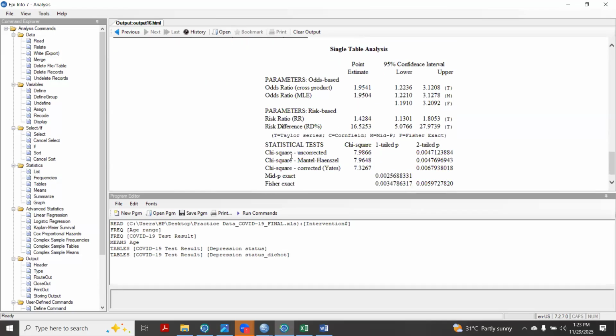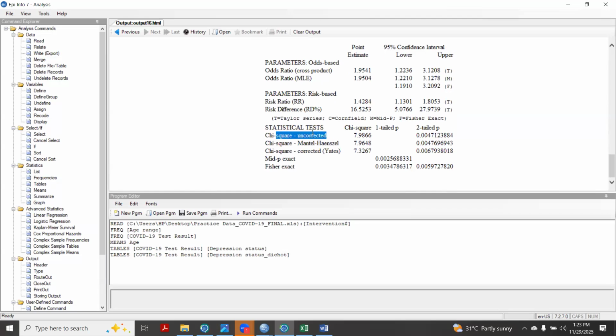Like I mentioned, we have three chi-squares here. Chi-square uncorrected, chi-square Mantel-Haenszel, and chi-square Yates corrected. Epi Info gives you three different chi-squares and three different two-tailed p-values. But SPSS only gives you one, which is the Pearson's chi-square. Now, the value for the chi-square uncorrected is the same as the Pearson's chi-square you find in SPSS.